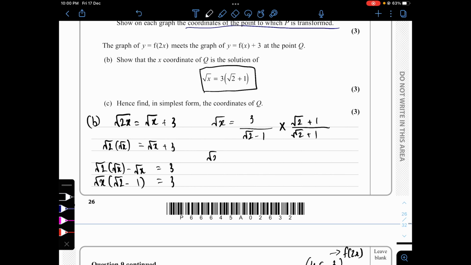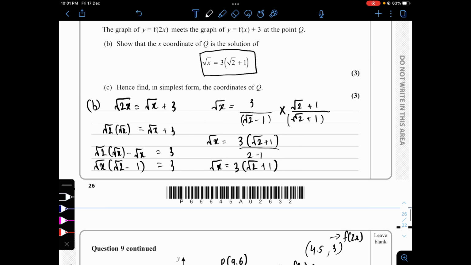Alright, so that'll be root x equals 3 root 2 plus 1 over here in the numerator. And in the denominator, root 2 times root 2 is just 2. So 2 minus 1 is just 1. So root x is equivalent to 3 root 2 plus 1. So that's how we get to that answer.